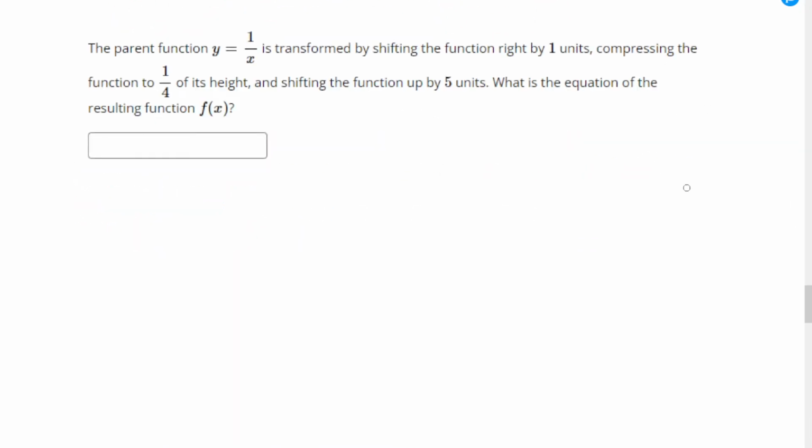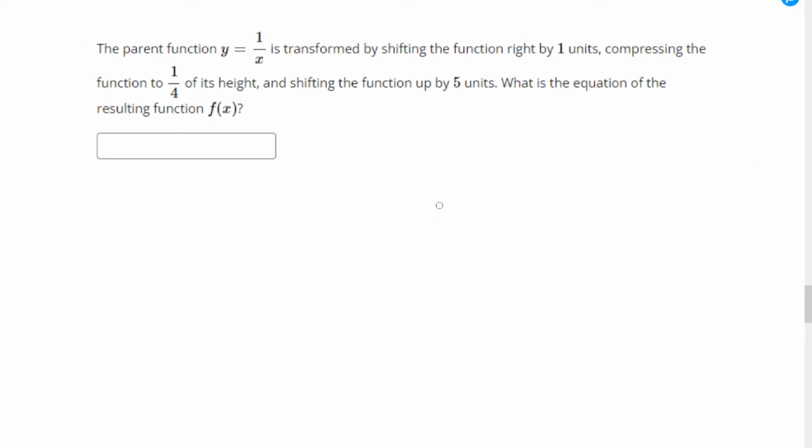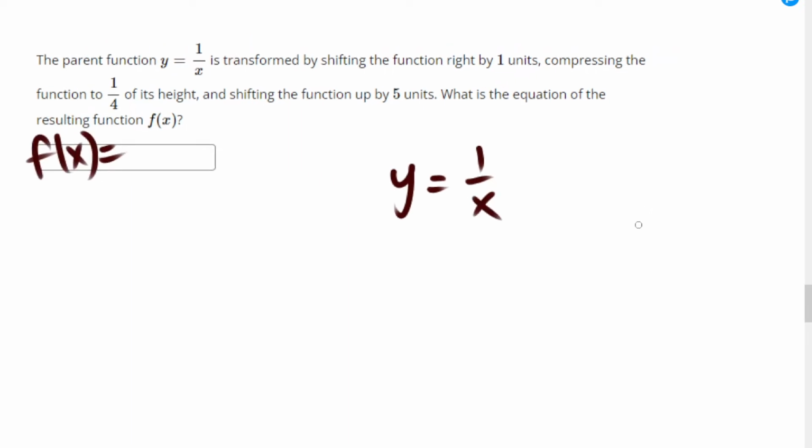This one says the parent function is y equals 1 over x. It's transformed by shifting the function right by 1 unit, compressing the function to 1/4 of its height, and shifting the function up by 5 units. So we know that we have y is equal to 1 over x. Now again, I'm pretty sure it wants you to use f of x, so we'll just put that there.